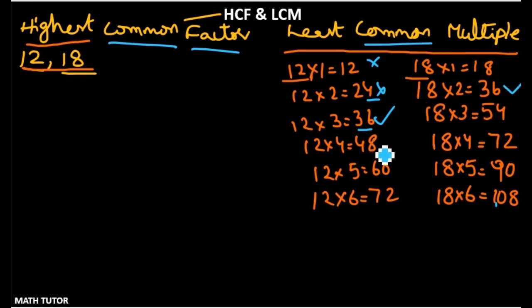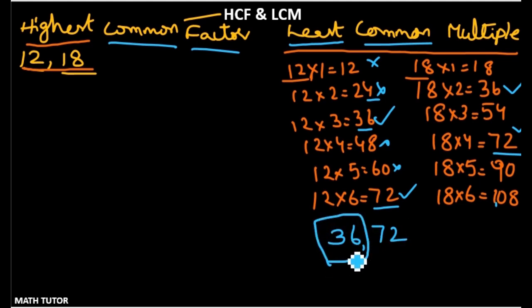It's a common multiple. And is 48 there? No. Is 60 there? No. Is 72 there? Yes. 72 is there in both 12 and 18. And what do we have? Common multiples here, 36 and 72. Now we have to find out the least of these two. Which is the least? 36 is the least of these two. So LCM of 12 and 18 will be 36.